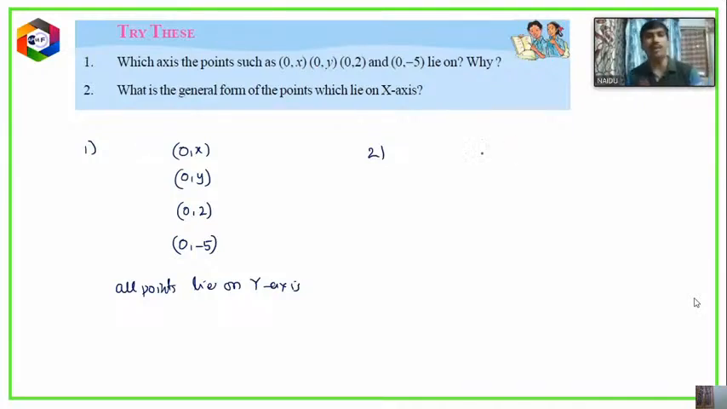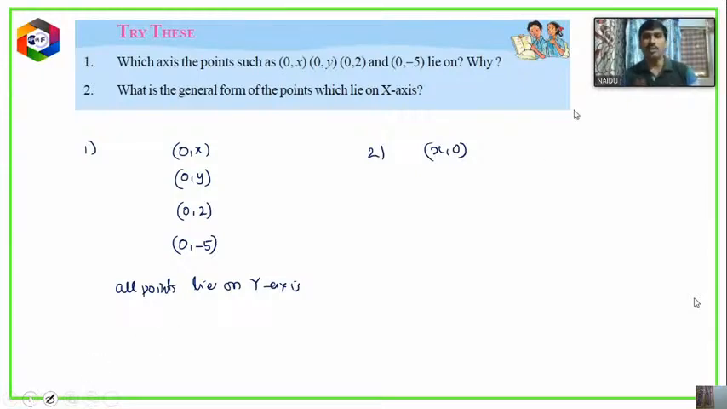Very good. So the general form will be (x, 0). Yes, that's all. These are not complicated or big calculation questions. The basic idea is how the points will be, where the points will be, what the general point is, how to locate the point. On all these conditions only these questions are framed. Okay, now go for the next one.